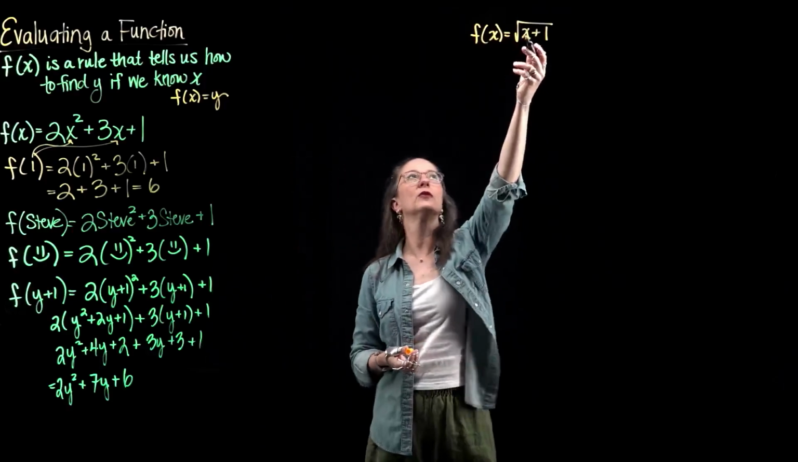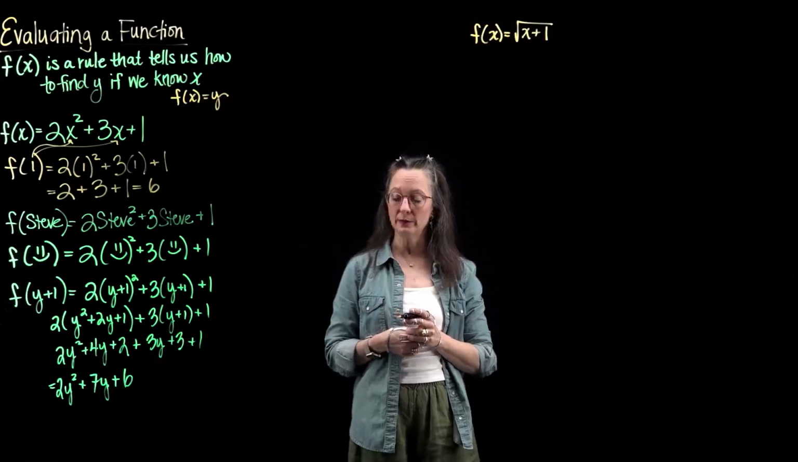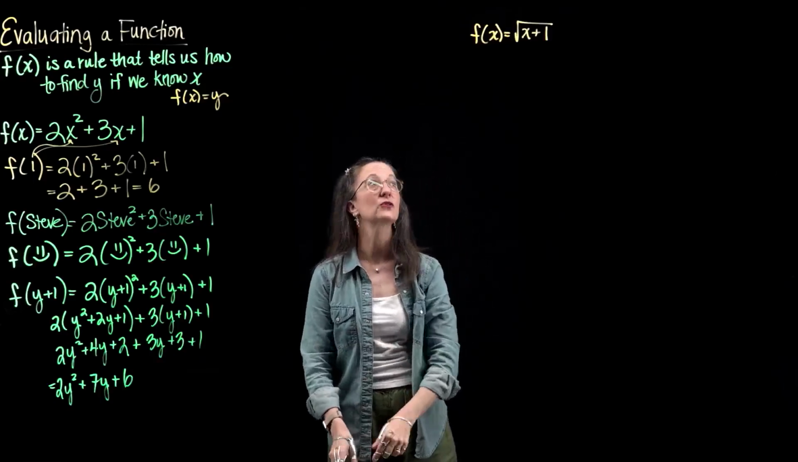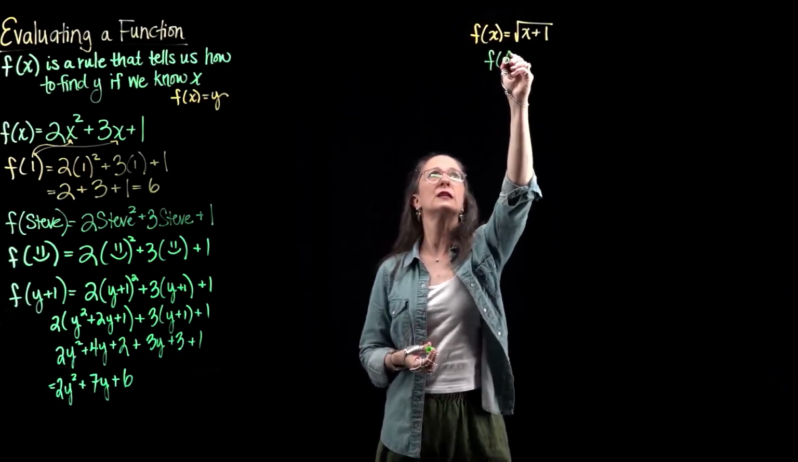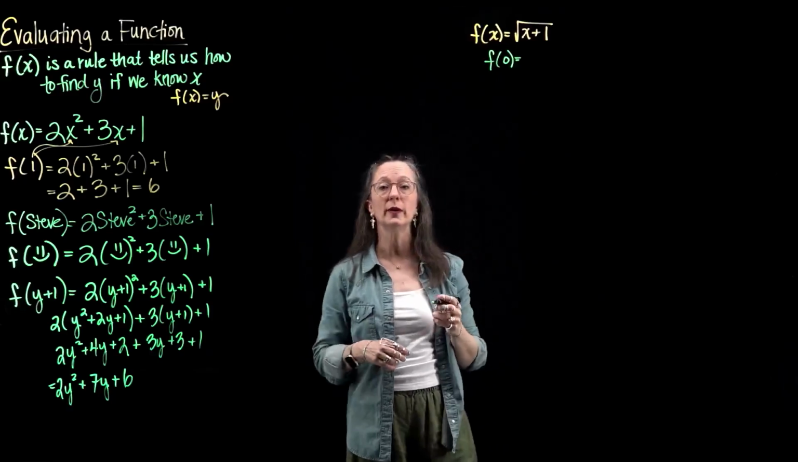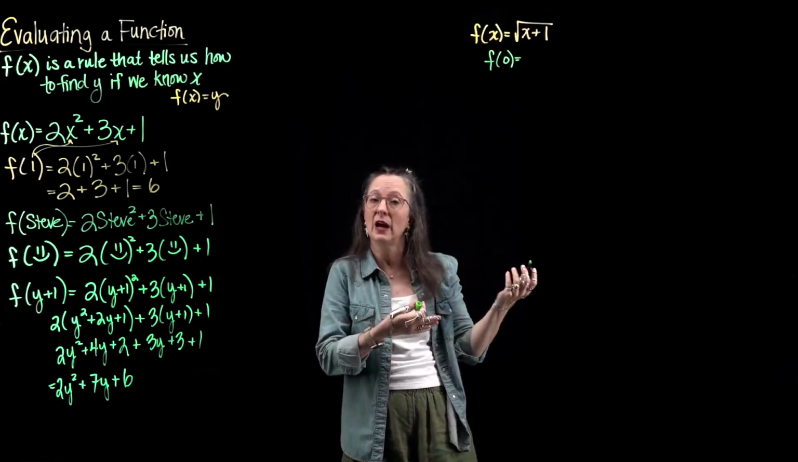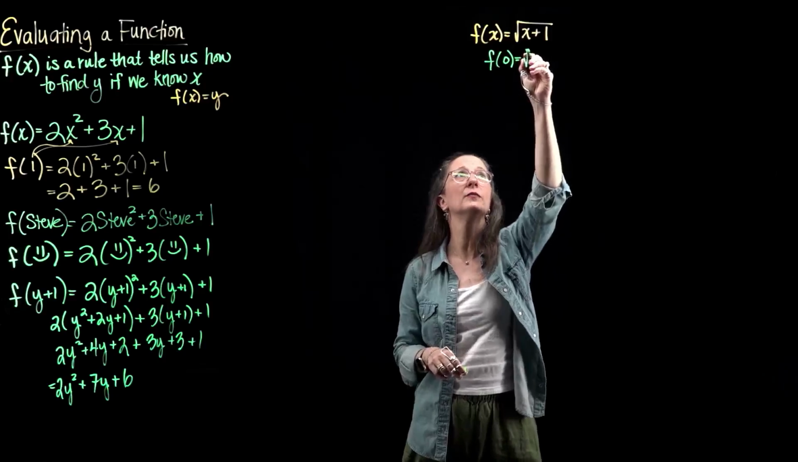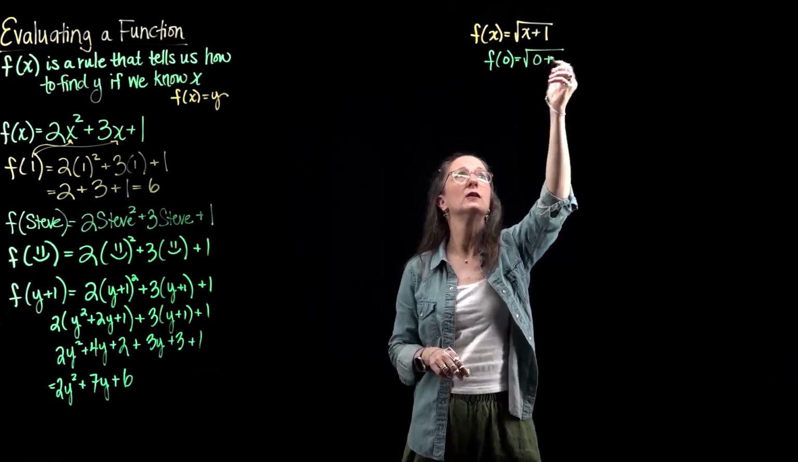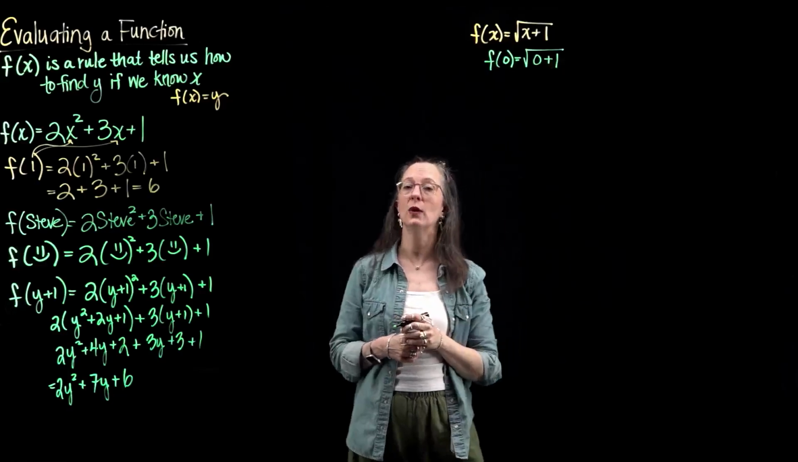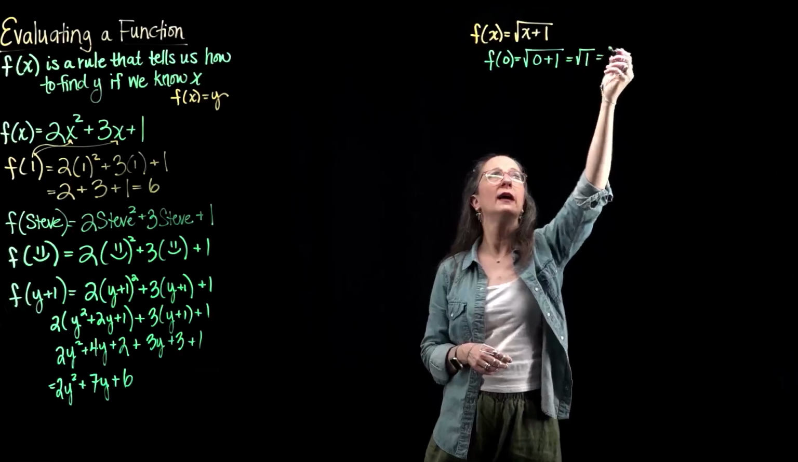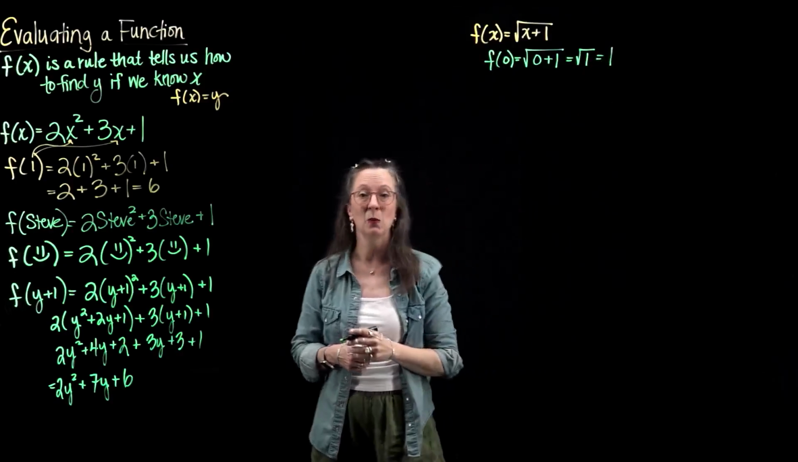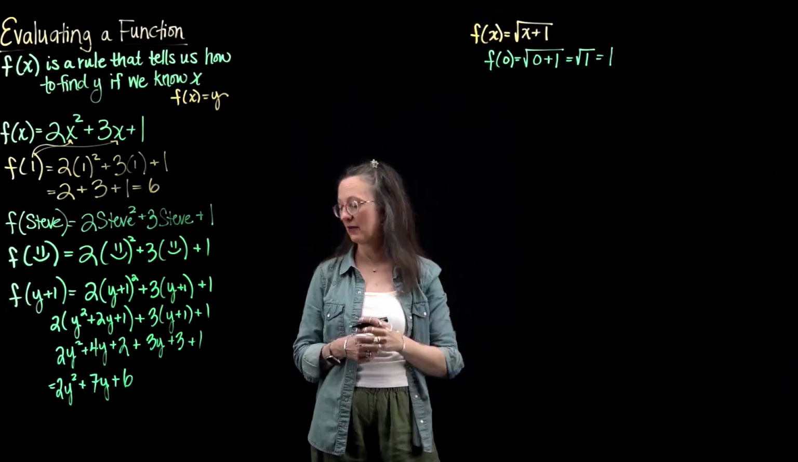It's the square root of whatever x is plus 1. And we might be asked for a few different values. So I'm going to start with f of 0. Well, f of 0 would be plug in 0 for x and evaluate. So this would be square root of 0 plus 1, which would just be the square root of 1. And we know that's just going to be 1. That one came out nice.